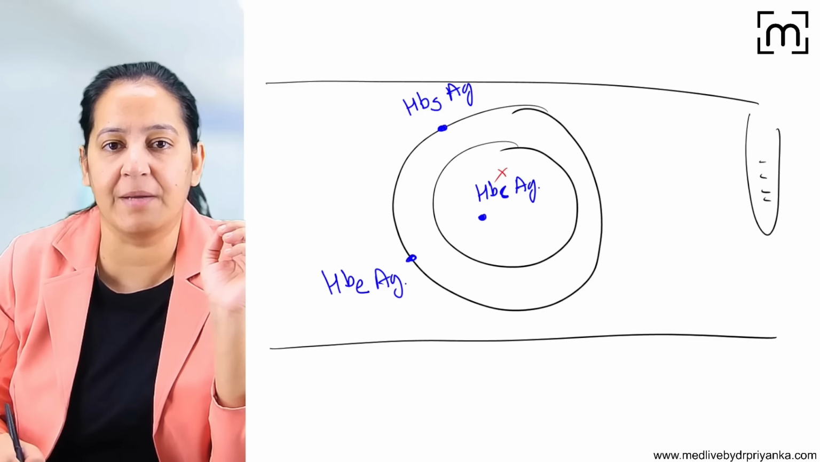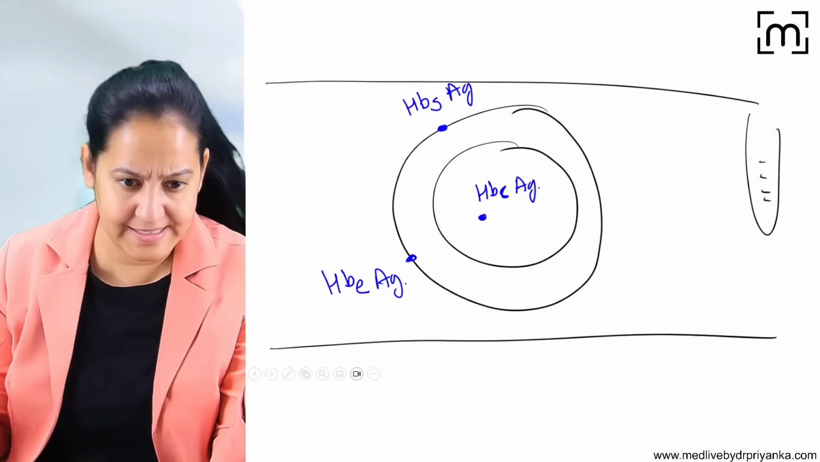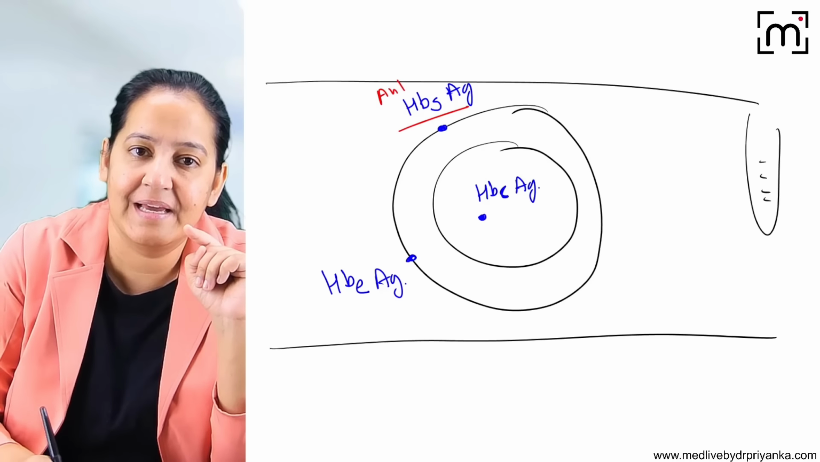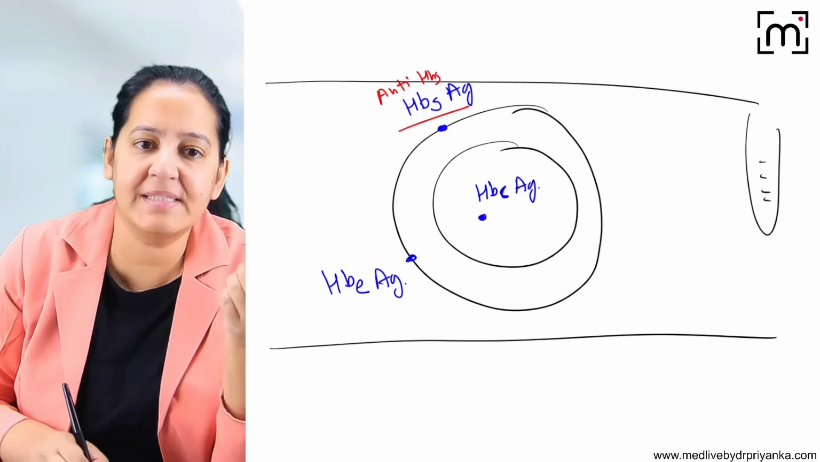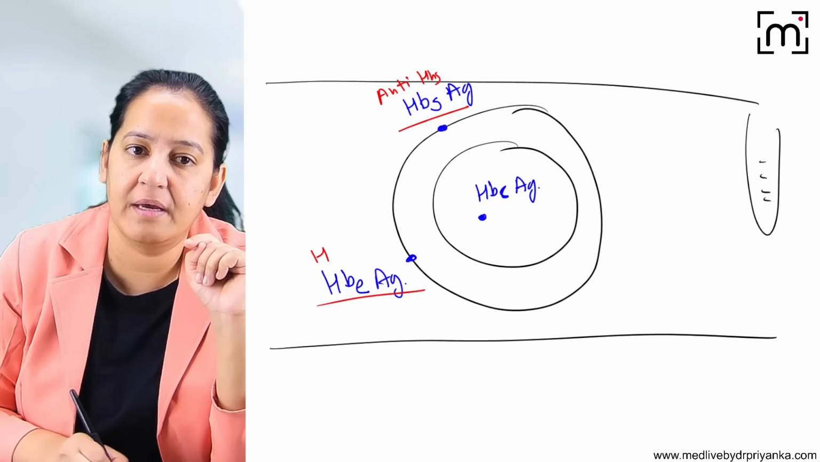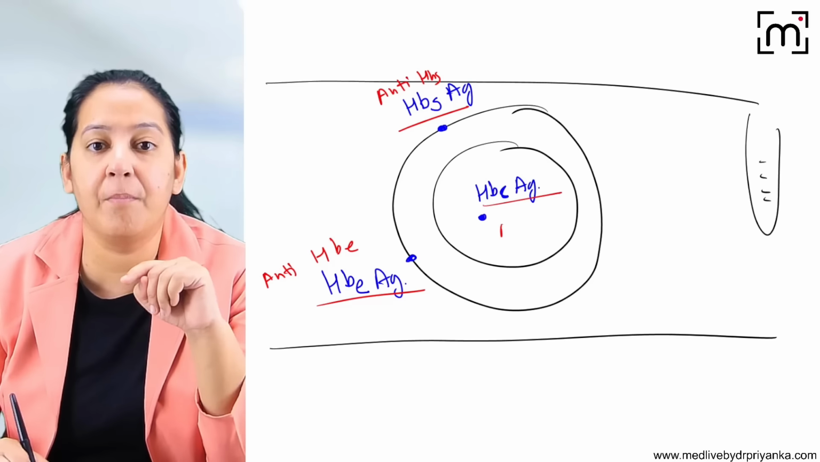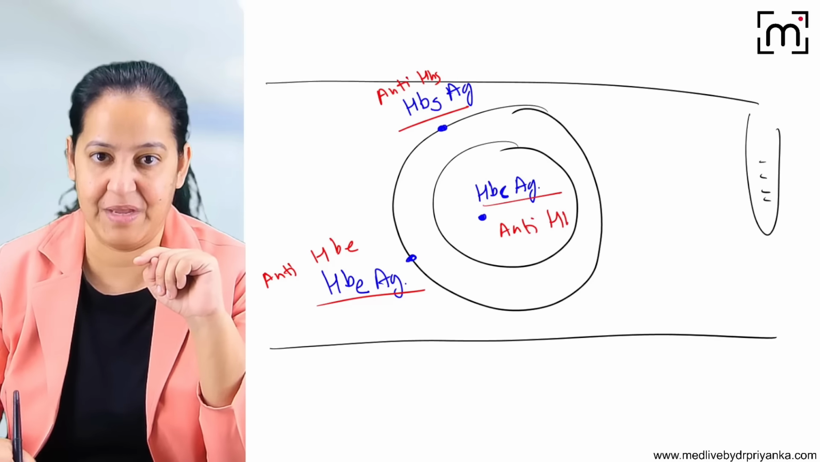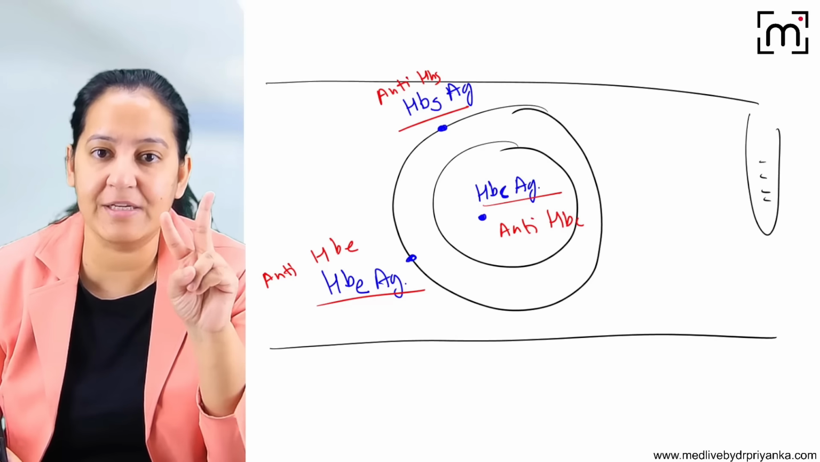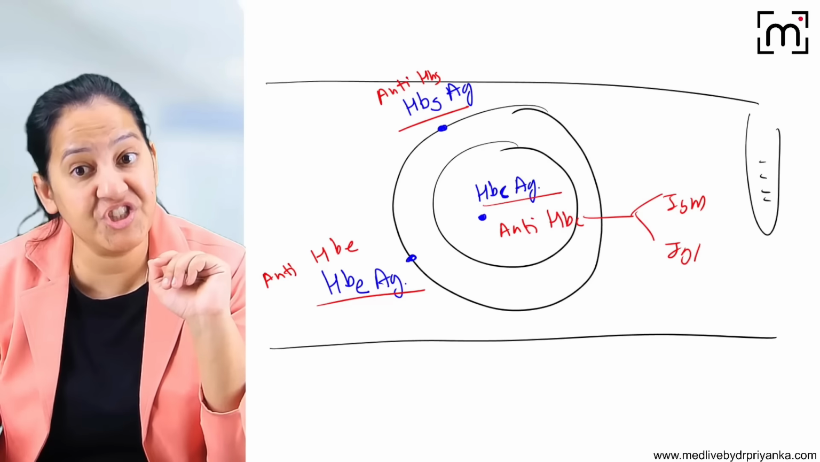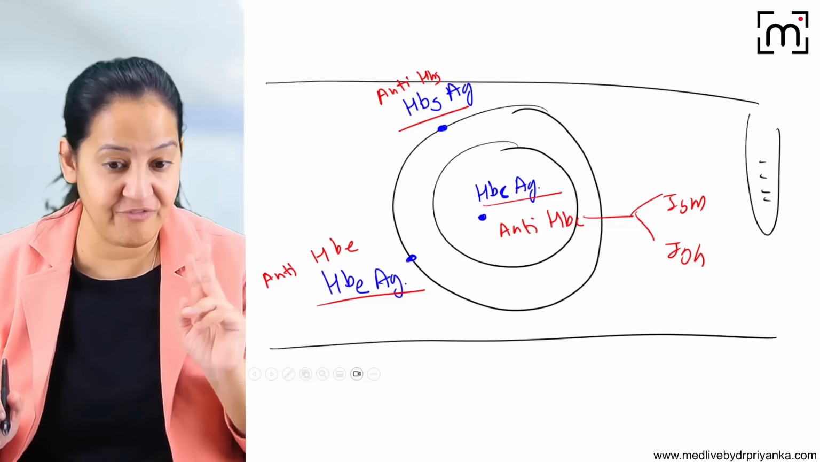So the body is forming antibodies against them. Antibodies are formed against all 3. Against S, the body will form anti-S, anti-HBs. Against E, the body forms anti-HBe. Against C, the body forms anti-HBc. But since C is not coming, it's feeling bad. So anti-HBc is of 2 types, that is IgM anti-HBc and IgG anti-HBc. So learn the basics. We have 4 antibodies.